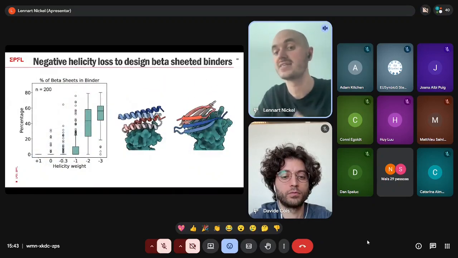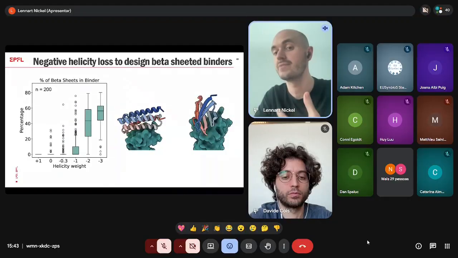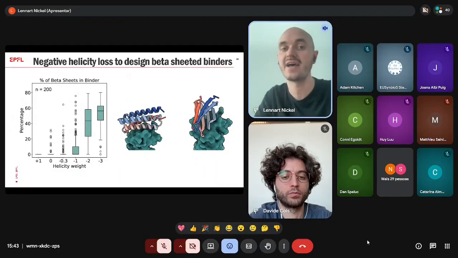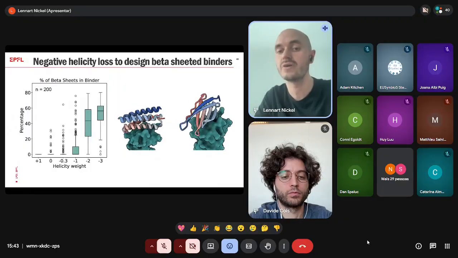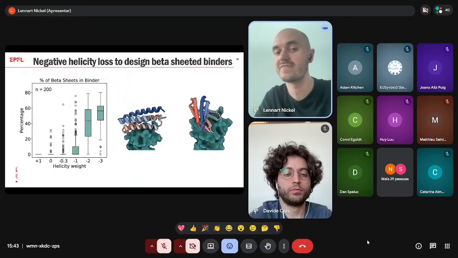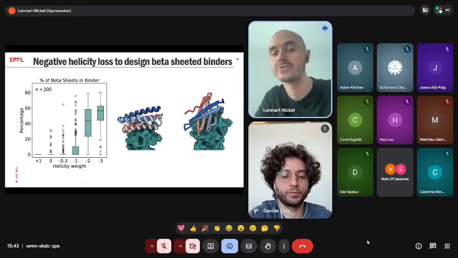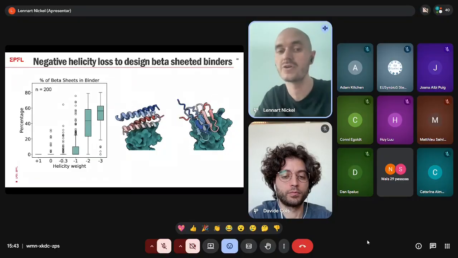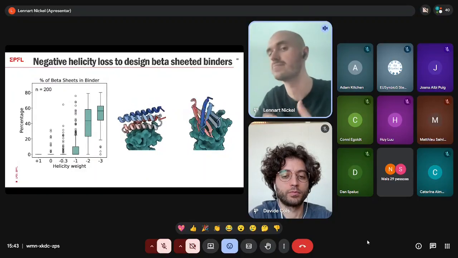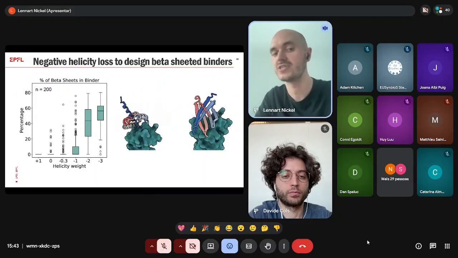We can also, as I said before, for example, change the secondary structure. Here we have, this is also already implemented in BindCraft, helicity loss, where we penalize the formation of alpha helices to get beta sheeted binders. And you can again see that with a loss weight of, for example, -2, we get nearly purely beta sheeted binders.